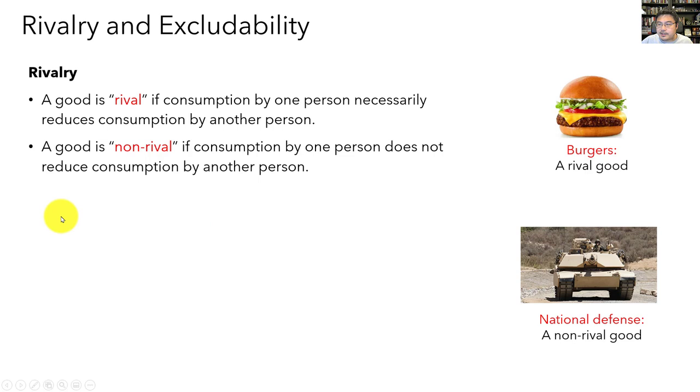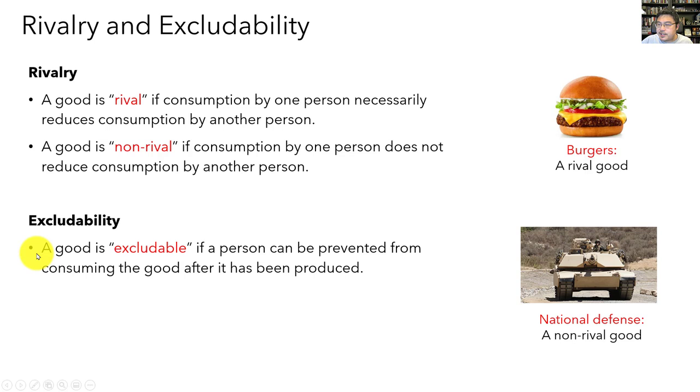A good is said to be excludable if a person can be prevented from consuming the good after it's been produced. And so a hamburger is an example of an excludable good, right? Because if you grill a hamburger, you can decide who gets it and who doesn't get it using whatever criteria you prefer. So hamburgers are excludable.